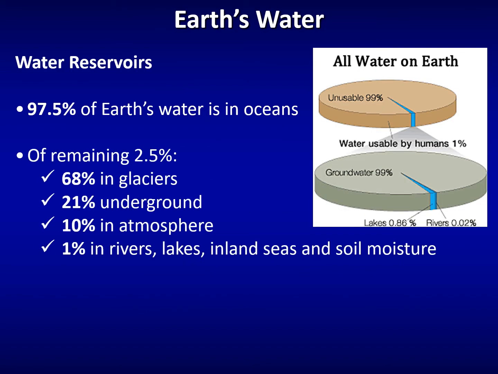97.5% of all water is in oceans, and it's salt water. Of the remaining 2.5%, that's all fresh water. 68% of that is locked up in glaciers and ice in areas that are difficult to get that water. 21% is then underground, 10% is in the atmosphere, and only 1% in rivers, lakes, and inland seas and soil moisture.